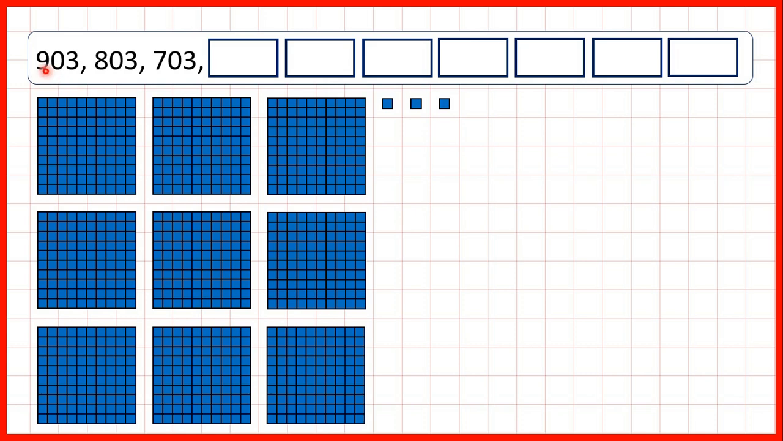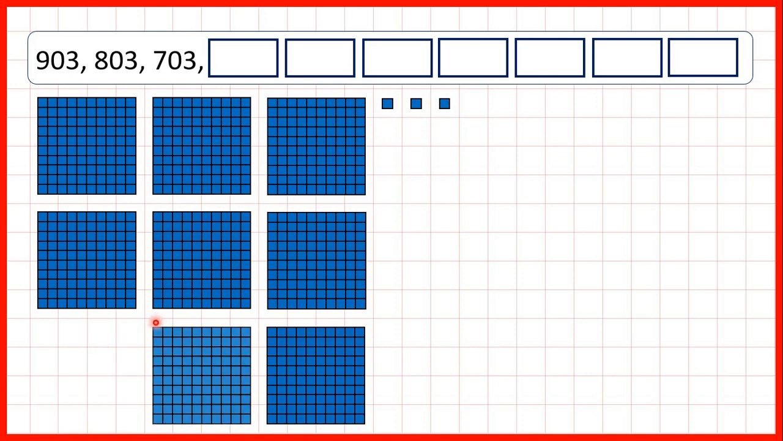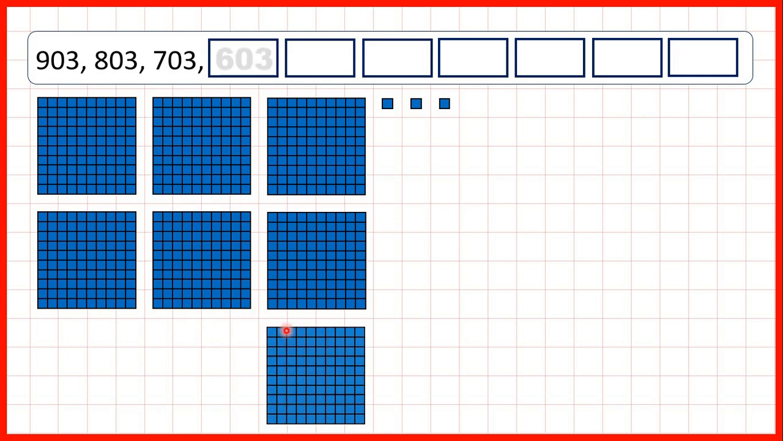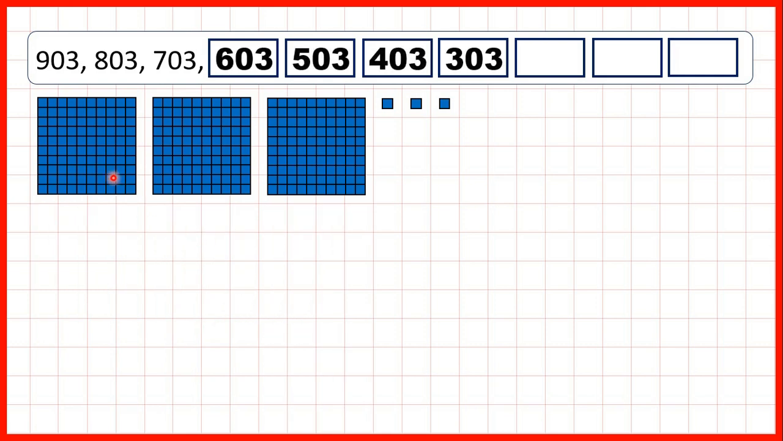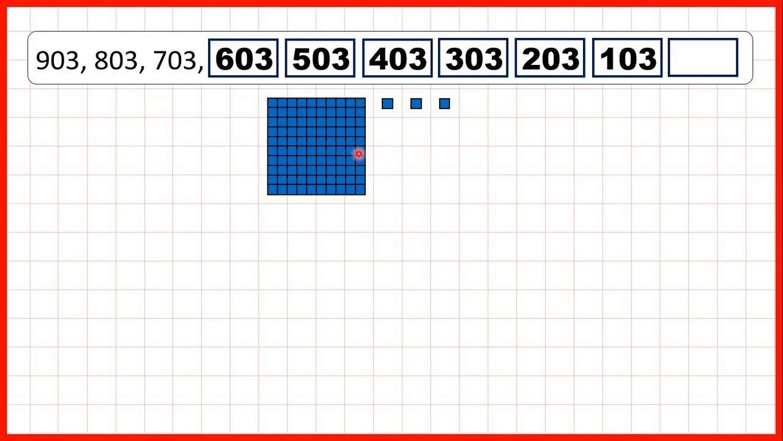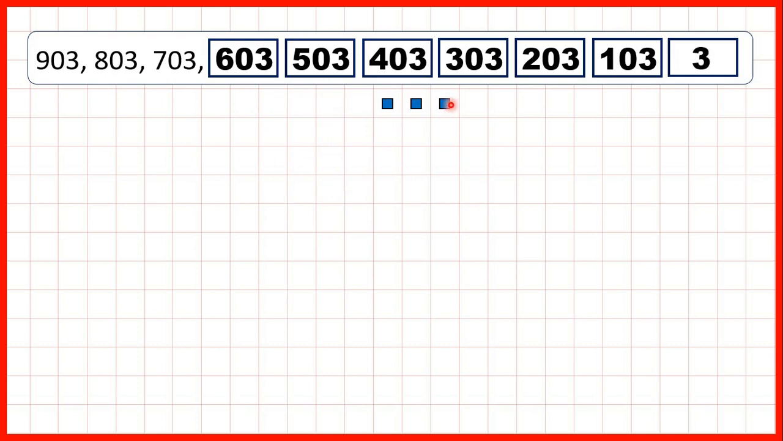Now we have 903, so that's 9 hundreds, no tens and 3 ones. Then 803, 703, 603, and then we can continue counting back in hundreds, and we get to 103. So if we take away this last hundreds block, we just have 3.